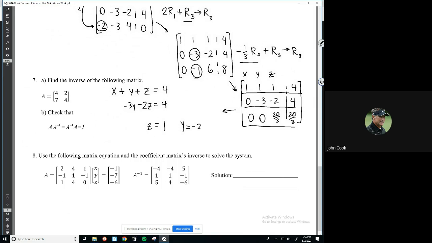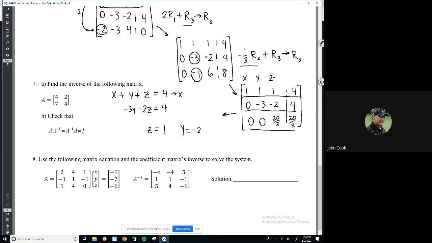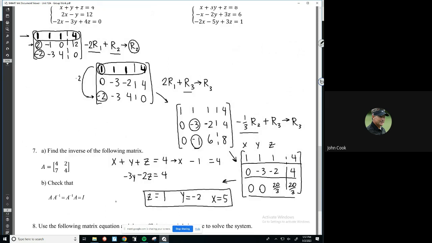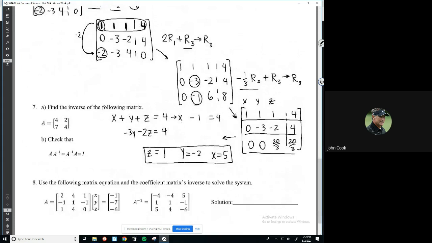And if you have y and z, solving for x is going to be really easy. So x plus y, which is negative 2, plus z, which is 1, equals 4. Negative 2 plus 1 is negative 1. And if I add 1 to both sides, then I get my x value. X is equal to 5. So that's using Gaussian elimination to get your solution. There's our solution right over there. And if you wanted to, you could go back and plug into the original equation. But that's the procedure that you would go through.